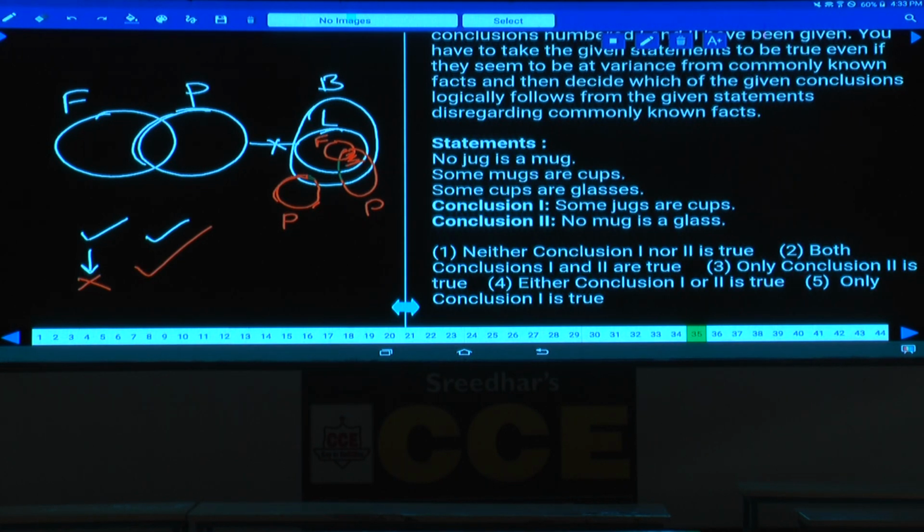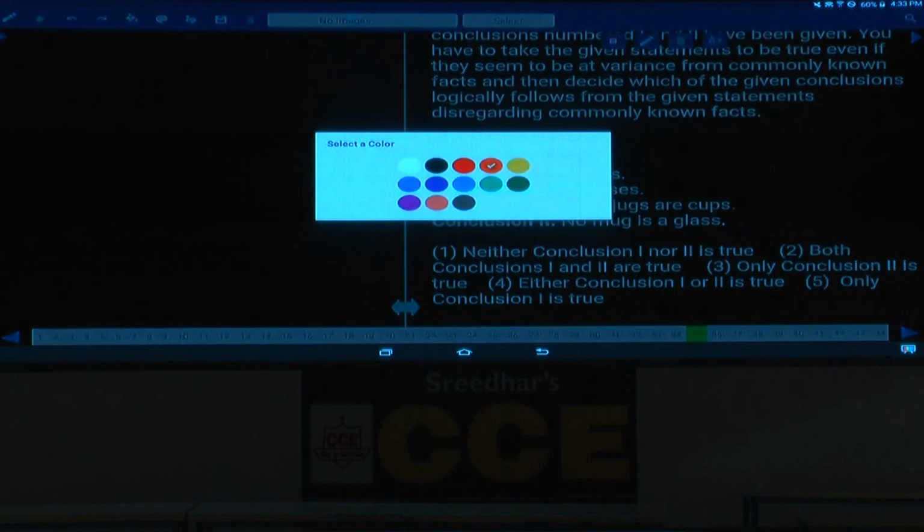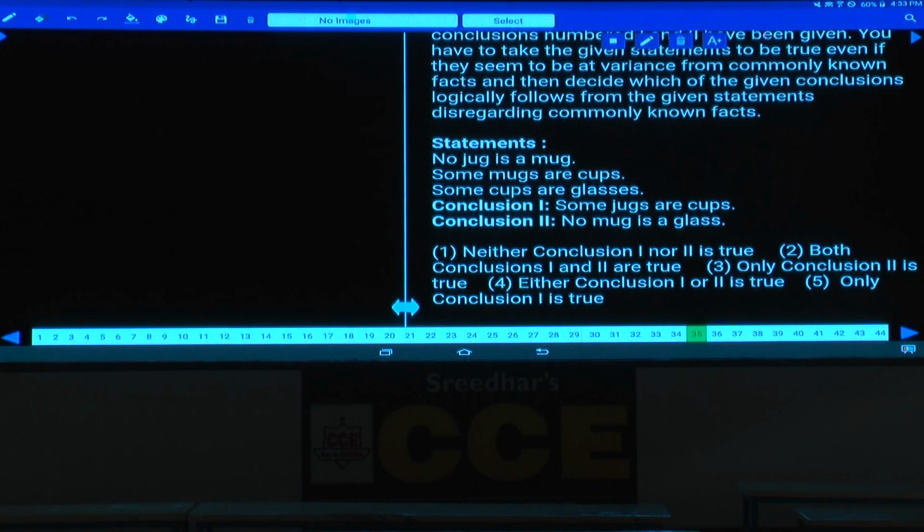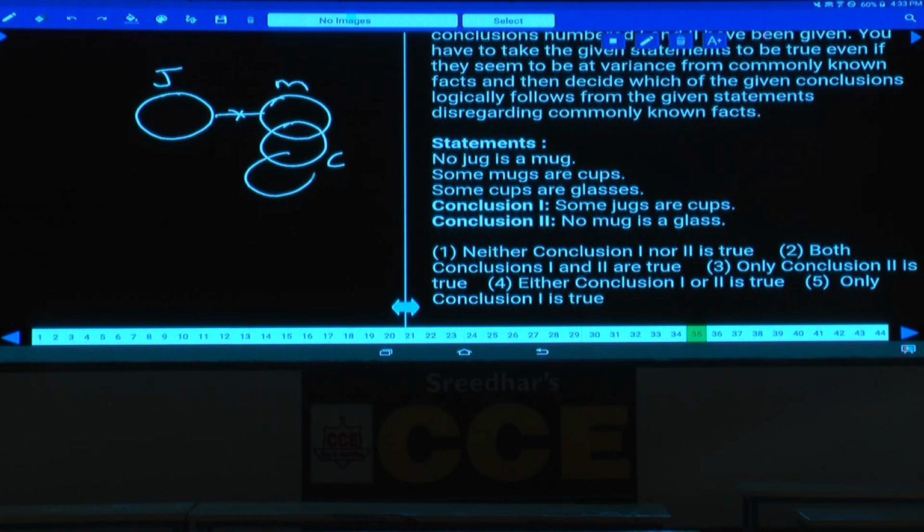Then question number 35. Now in this question, no jug is a mug. Now this is jug and this is mug. No jug is a mug. Next, some mugs are cups, and some cups are glasses, and these are the cups which are glasses. Then first conclusion: some jugs are cups. Jug is here, cup is here, that is false. Next one, no mug is a glass, definitely true.